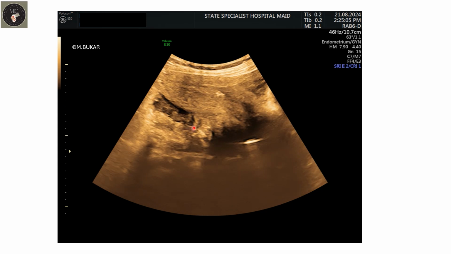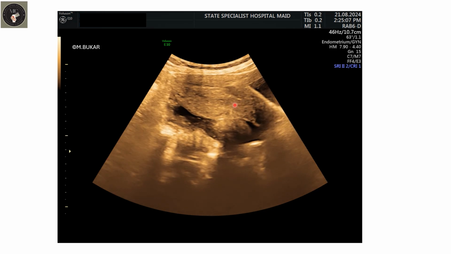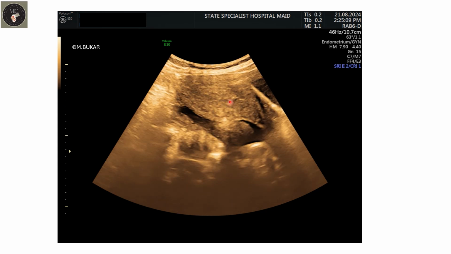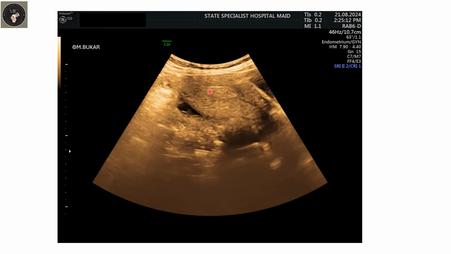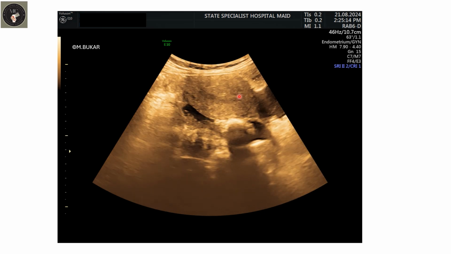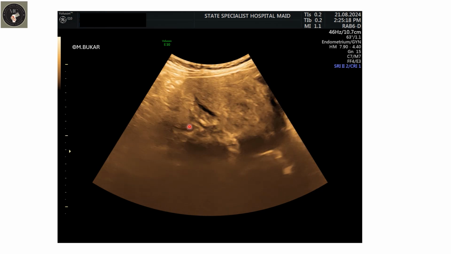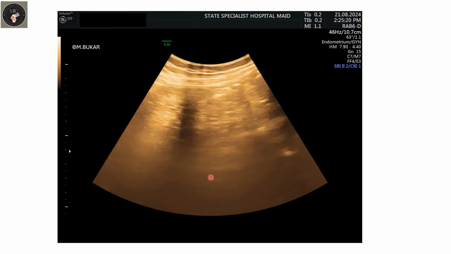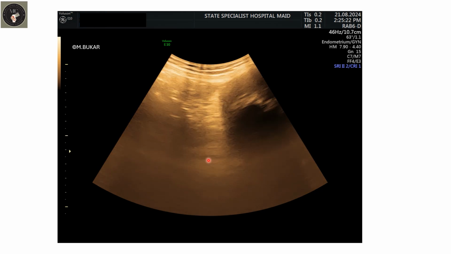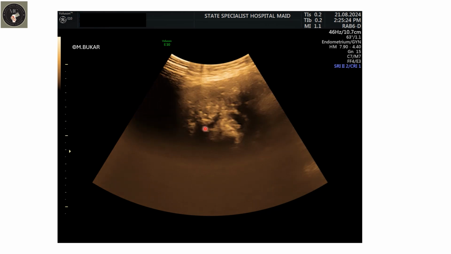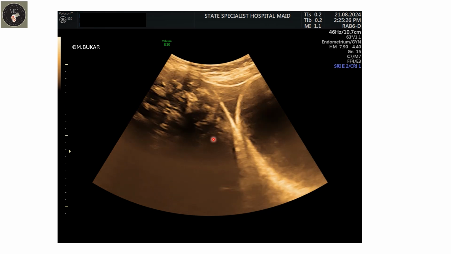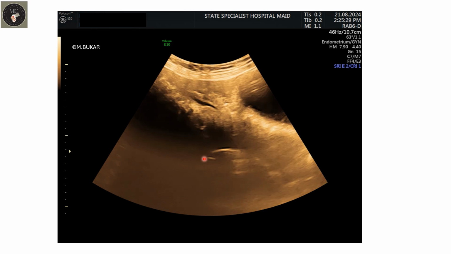So you can see this mass here pushing the uterus up and stretching the cervix. Note this small endometrial polyp, the bright edge here. Again, the cervix, uterus. So this mass is not arising from the uterus. So what could it be among the differential diagnoses?